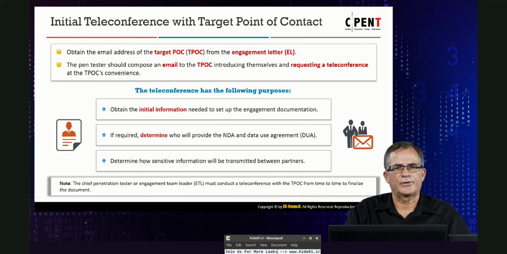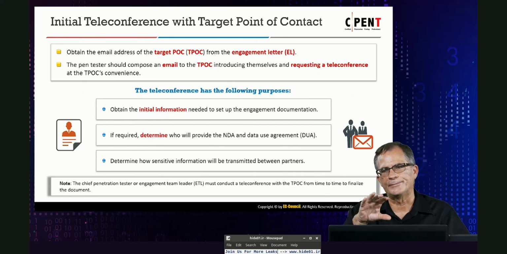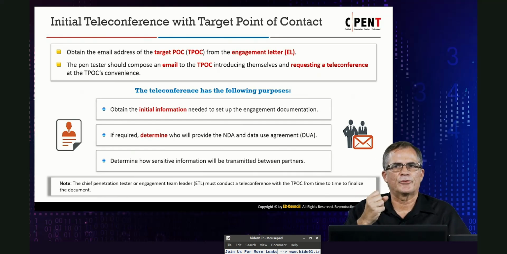Initial teleconference with the target point of contact, TPOC as we call it here, and we've got the engagement letter, and you get the information needed to set up the engagement, determine who's going to provide the non-disclosure agreement and the data user agreement, and sensitive information. Remember, you're controlling a lot of sensitive information for the client. So how are you going to transmit that to and from? You're going to have to protect it. It's going to have to be encrypted in some form. So make sure you get all that clarified before you finish and start the engagement.